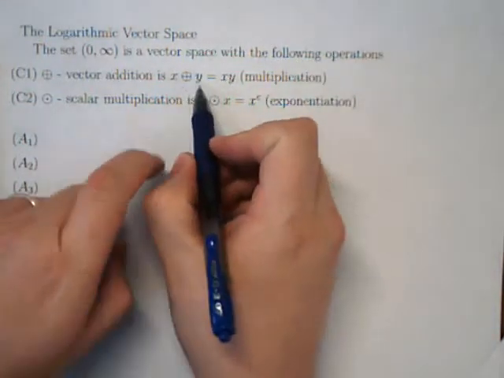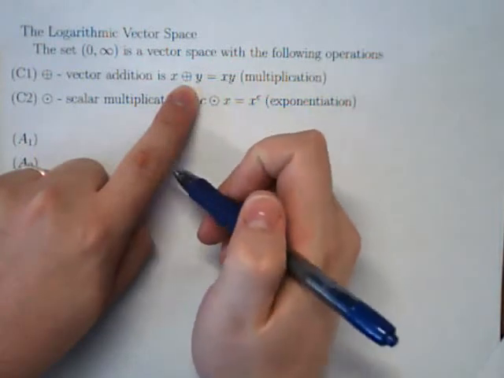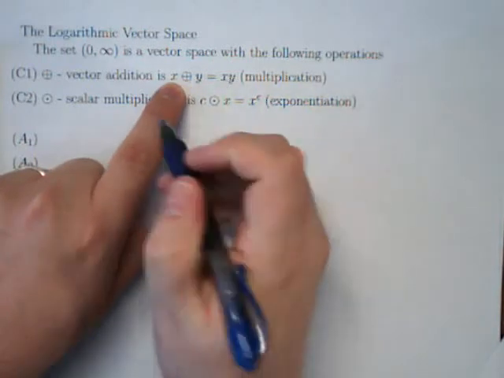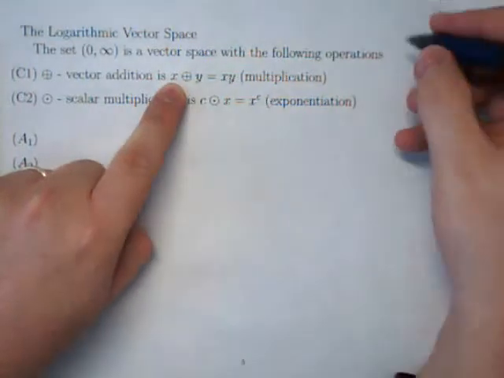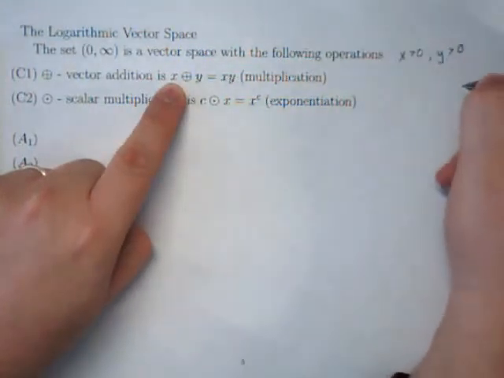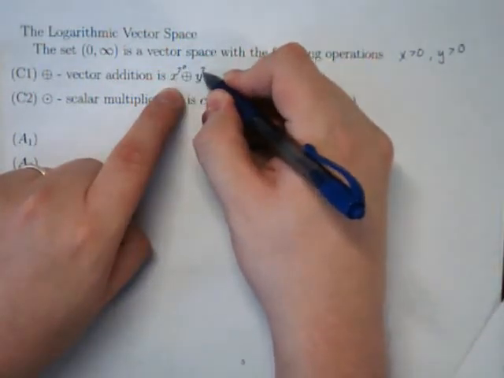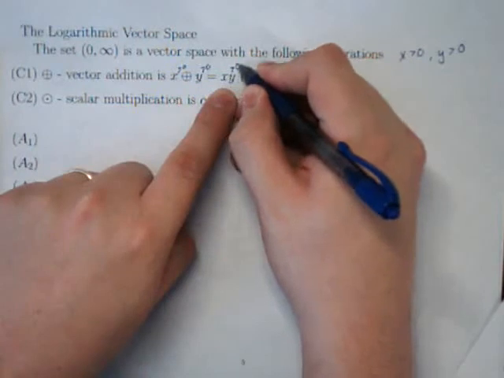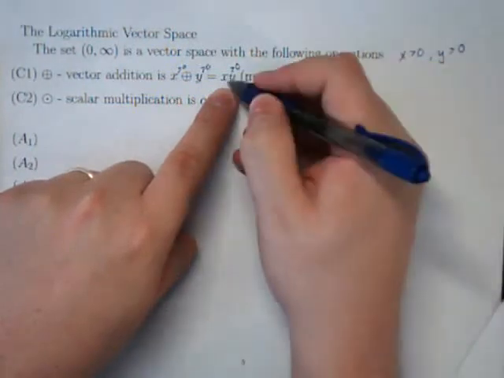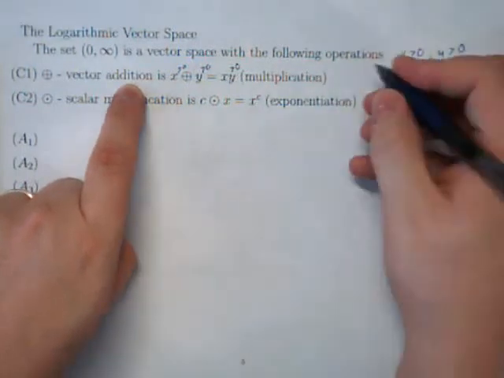The idea is we're going to add by multiplying the real numbers. So the idea is to take a real number that's positive. So think x is bigger than 0. y is bigger than 0. And if I take a number that's bigger than 0 and a number that's bigger than 0, then their product is bigger than 0.